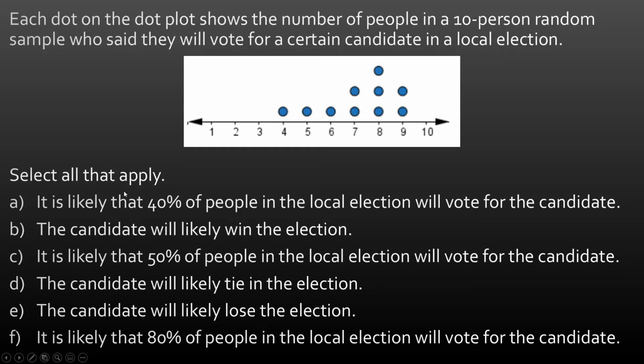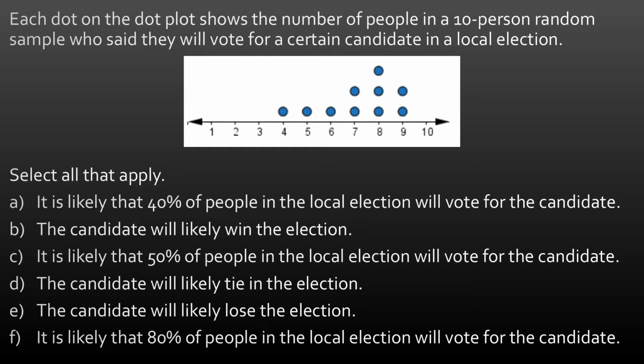Our next question has that same dot plot, and it says, vote for a candidate. Select all that apply. So we want to use these descriptions and match them to the dot plot. This first one says it is likely that 40% of people in the local election will vote for the candidate.